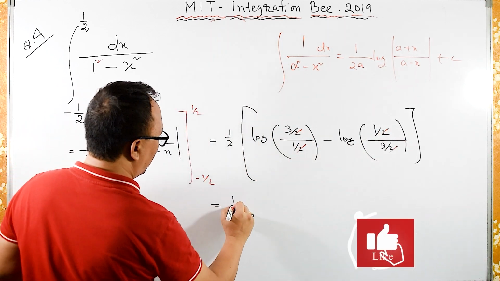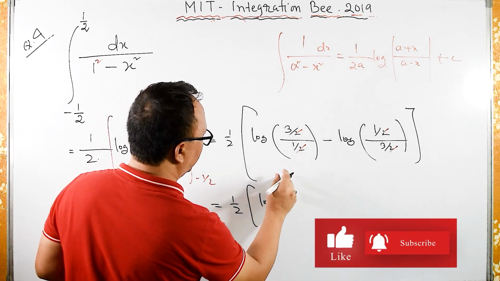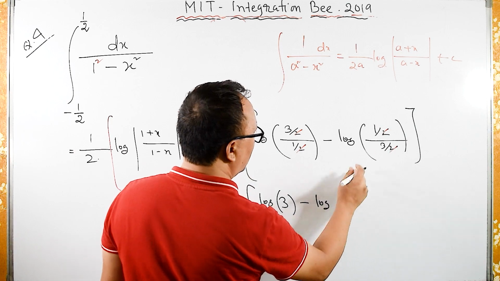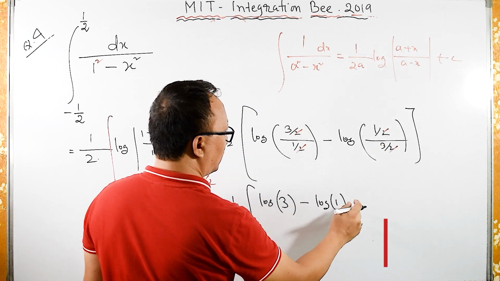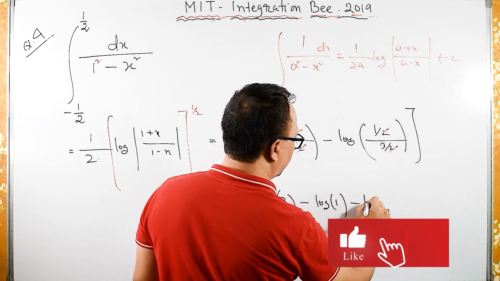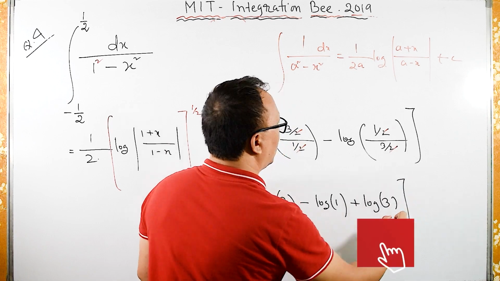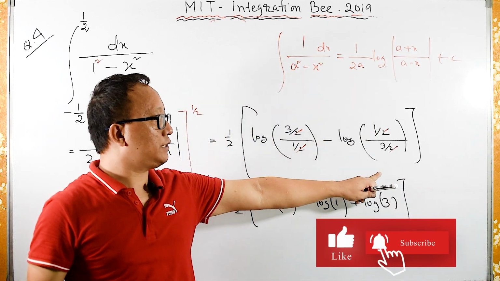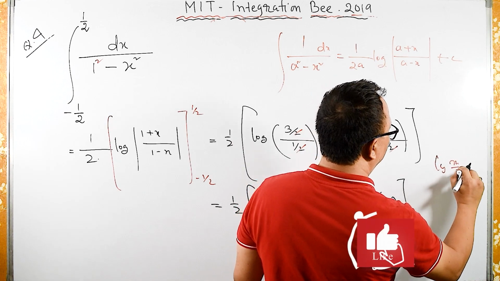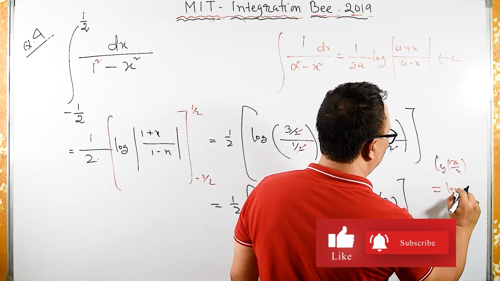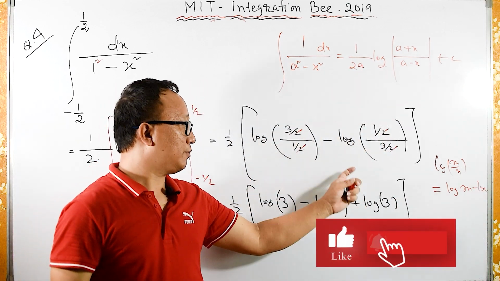We have equals to half and log of 3, log of 1 upon 3. Log of 1 minus plus log of 3. Why? Because log of m by n is the same as log m minus log n. Remember, log of m upon n is the same as log of m minus log of n. Since we have minus over here, so minus plus.